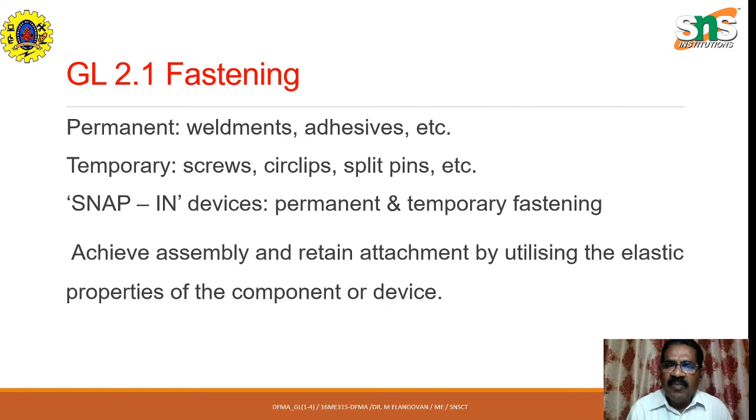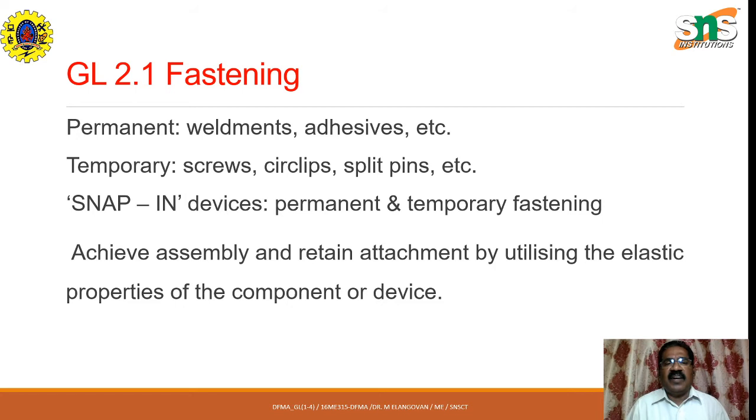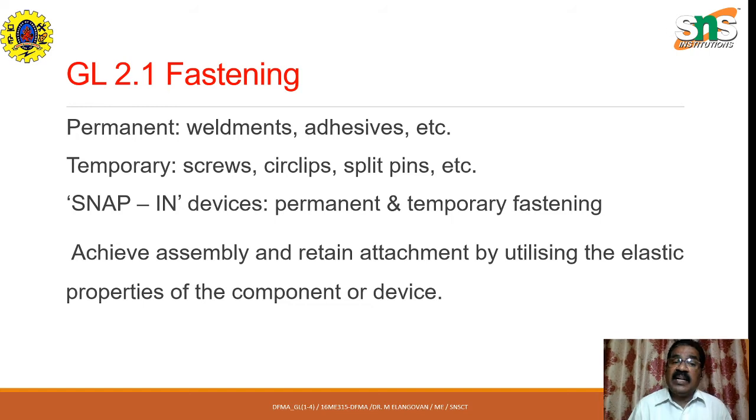Fastening. What is fastening? Fastening is tying up of two different parts, and what are the different ways by which we try and tie up these two parts. Okay, there are permanent fasteners. Permanent fastening we must have studied in our machine drawing. Permanent fasteners are like riveting, welding, etc. Now we can also use adhesives. There are some adhesives which are permanently bonded together.